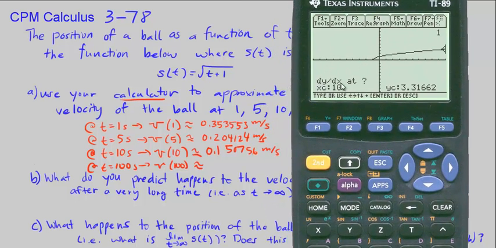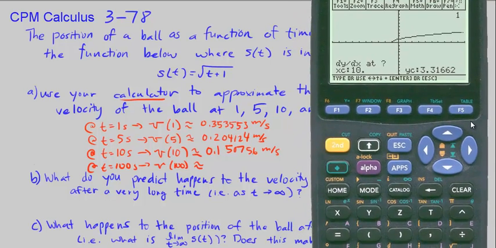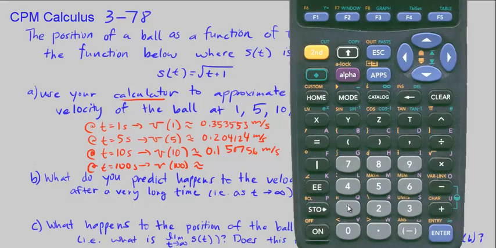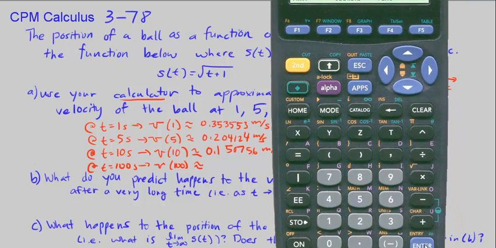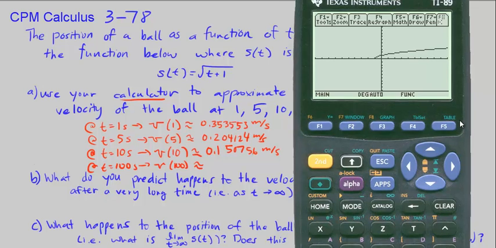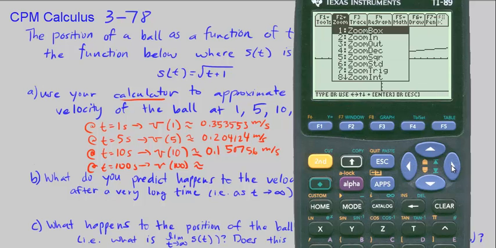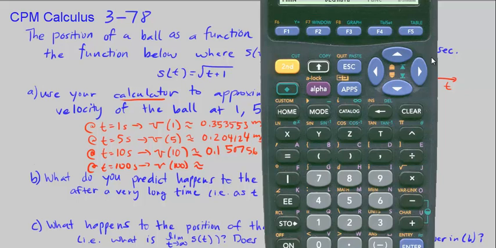Then it says dy dx at. That's saying f prime of x, or the slope function, at what value of x. Now I want to put in x is 100. So I go down here and put 1, 0, 0, enter. Oops. That is right now outside of my window. So what do I need to do? I need to change my window first. Let's use zoom, and let's zoom out, because basically the window is not showing.